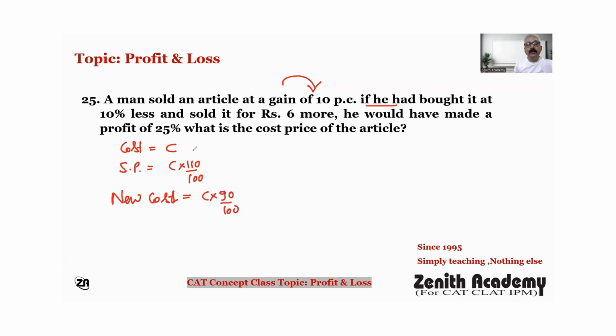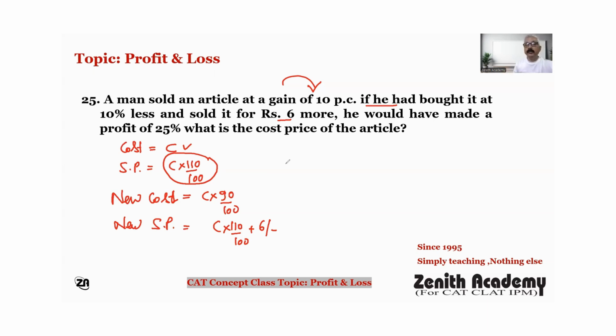90% of this cost. If he had bought it 10% less, अगर C की जगह 10% सस्ती मिलती तो ये C का 90% होता, and sold it for rupees 6 more, ये जो selling price था इसमें 6 रुपये increase कर, so this new selling price as per given condition will be C into 110 by 100 plus 6 rupees. He would have made a profit of 25%. In this scenario, he would have made a profit of 25%.